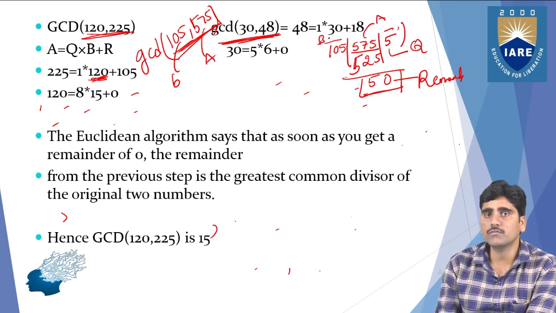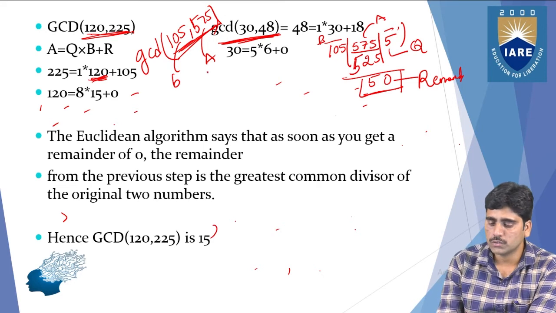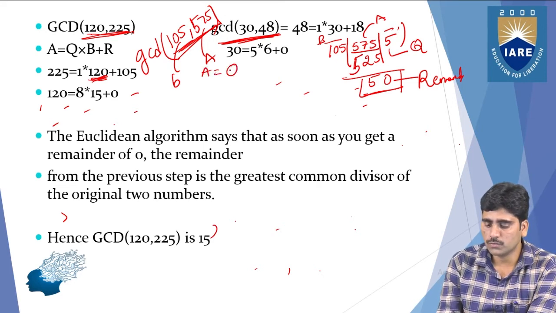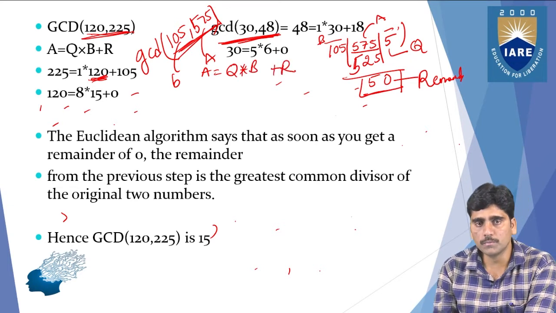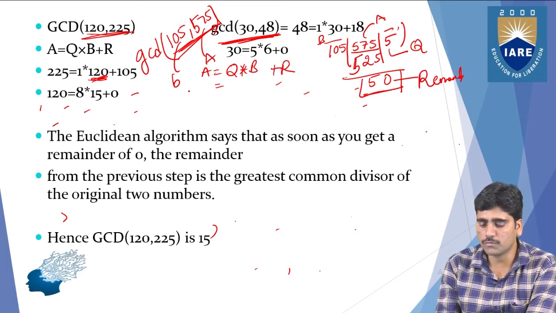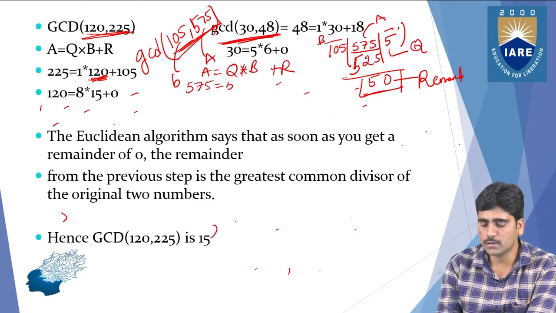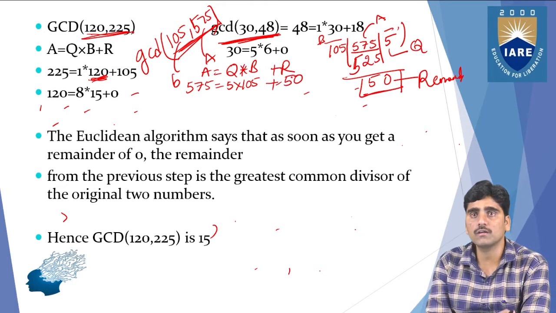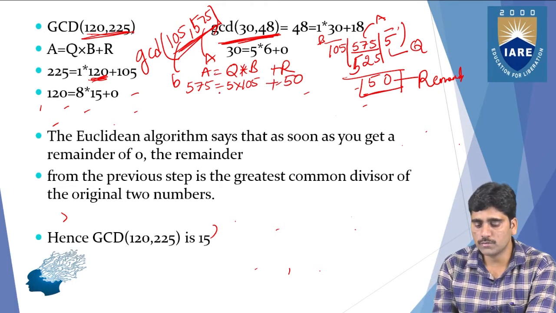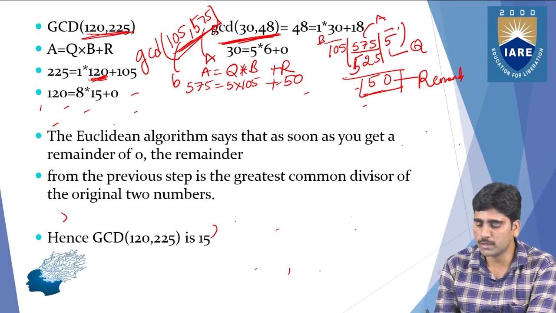So for that, we need to form the statement A equals Q into B plus R. Here A is 575, equal to 5 into 105 plus the remainder, which is 50. So 575 equals 5 into 105 plus 50. The remainder is 50.